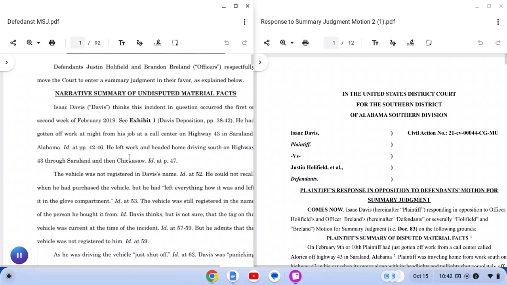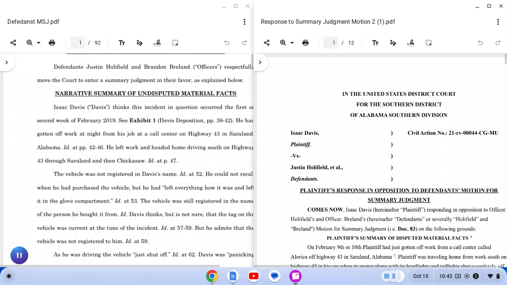Now, I do want to let y'all know that whenever you get a defendant's motion for summary judgment, if you are a plaintiff, you need to read that thoroughly because they will lie. They will misrepresent facts because they're trying to get that motion granted. I'm telling you what I know. They will do that.